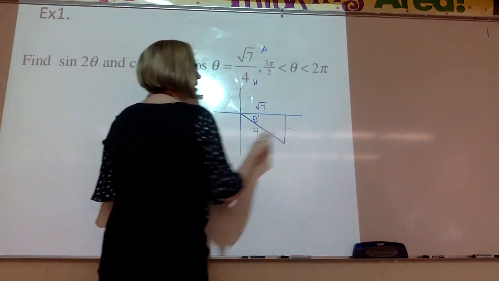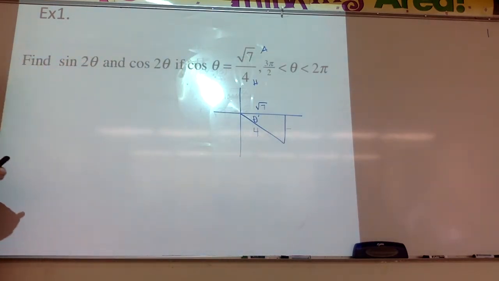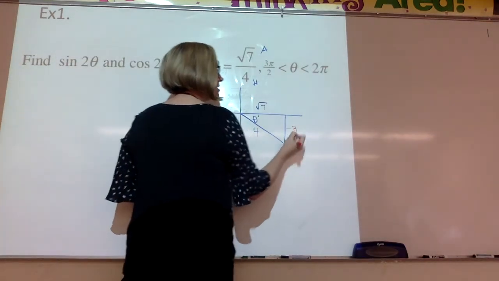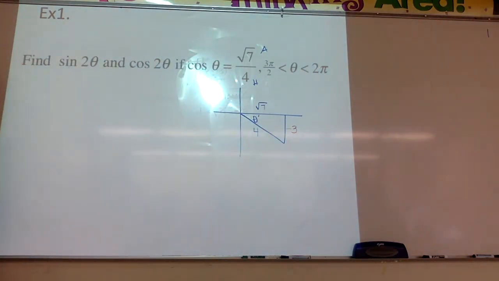Negative. So 7, 16 minus 7 is what? 9, square root of 9 is 3. So my opposite side is 3. Isn't it funny how you can do the Pythagorean theorem in your head now, even for these weird ones? Yeah. Most of you are there.